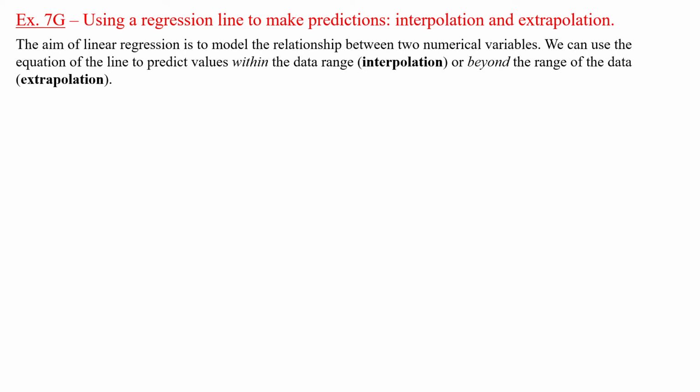So the aim of linear regression is to model the relationship between two variables. Remember that our data points don't usually fit perfectly to a straight line, but we can fit the straight line through the data to closely represent or model the situation.